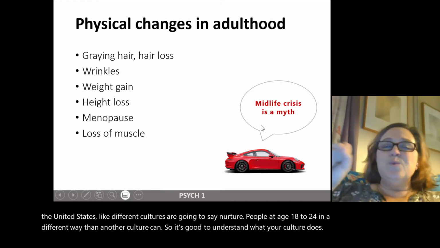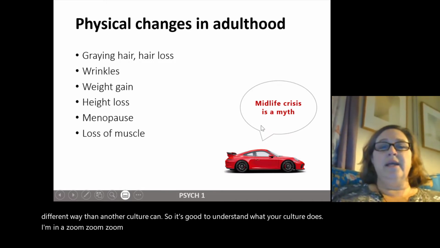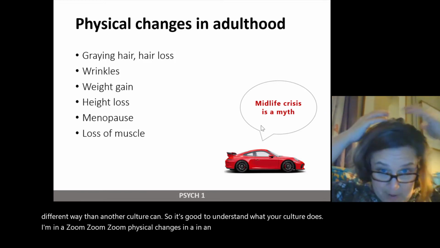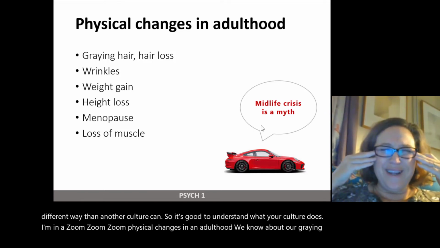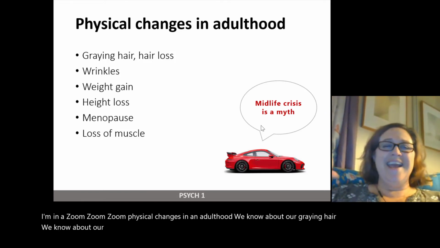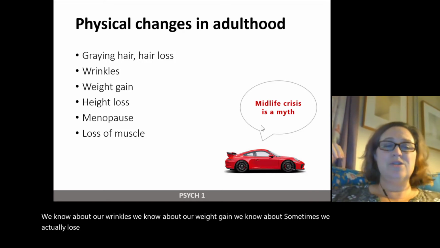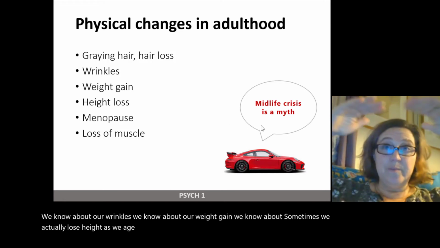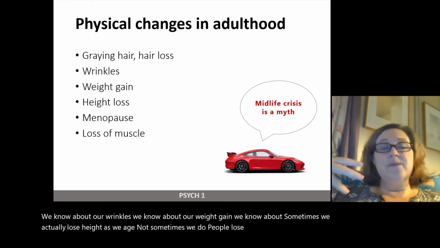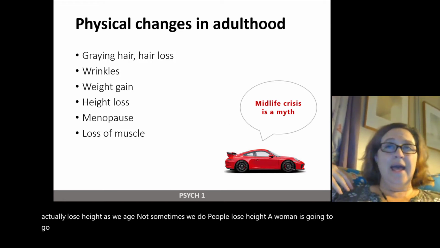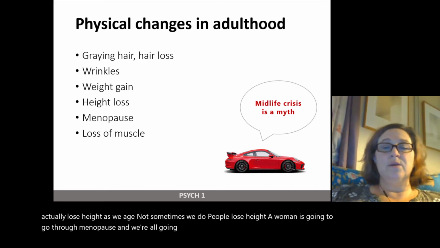Now I'm going to zoom in on physical changes in adulthood. We know about our graying hair. We know about our wrinkles. We know about our weight gain. We know that we actually lose height as we age. People lose height. A woman is going to go through menopause, and we're all going to lose some muscle mass.